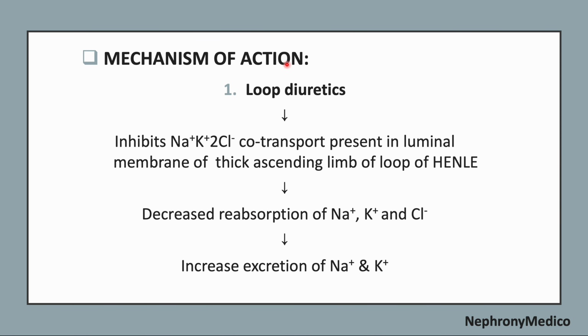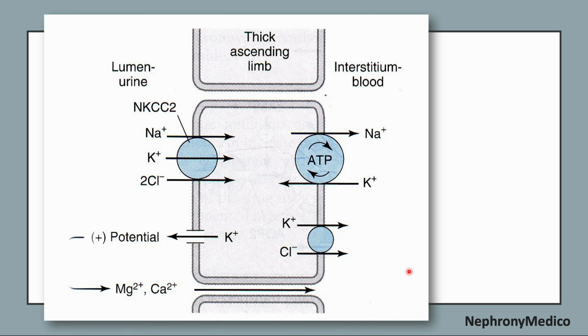Now, mechanism of action. It inhibits the sodium potassium 2 chloride co-transport present in the luminal membrane of the thick ascending limb of loop of Henle. There is decreased reabsorption of sodium, potassium, and chloride, and it increases the excretion of sodium and potassium.